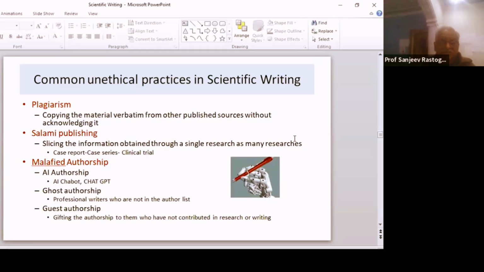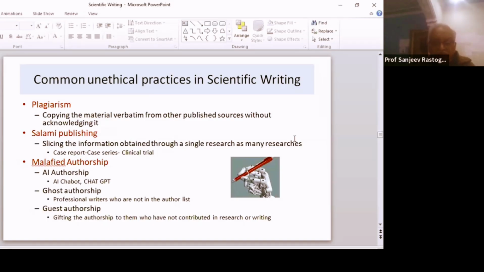Salami publishing is the slicing of the information obtained through a single research into as many publications as possible. It is a common practice. We are conducting a clinical trial. We have registered a certain number of research participants. And out of these participants, somebody has responded very nicely to the treatment, and we put it as a case report. Then after we saw that some more people have responded very nicely to the treatment, we try to put it as a case series. And finally, we put the same data as a clinical trial.